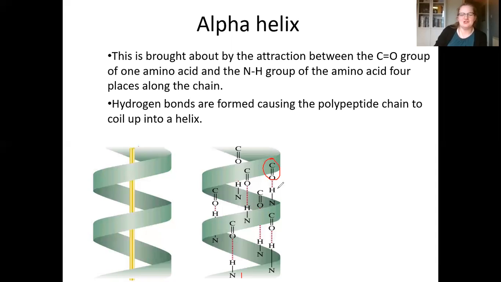So what happens is hydrogen bonds are formed here. So we've got our H bonds. And it causes the polypeptide chain to coil up into this helix. So as you can see, you have these hydrogen bonds forming, which causes this helical structure to form.